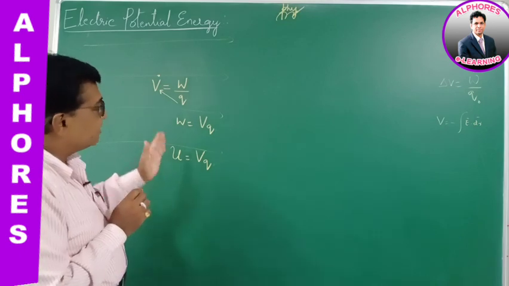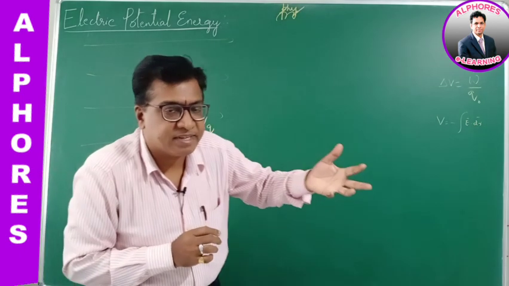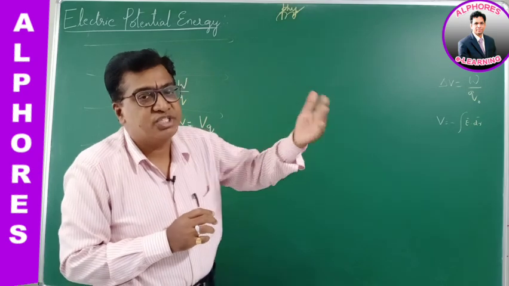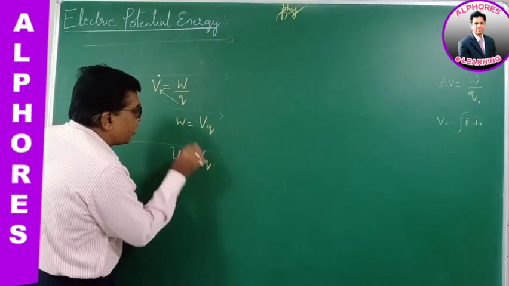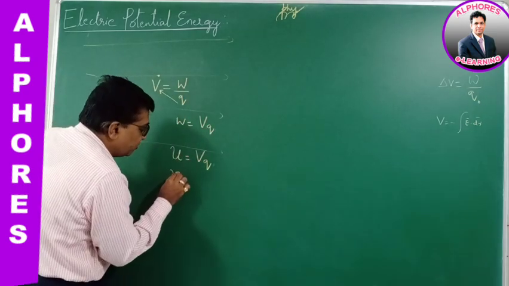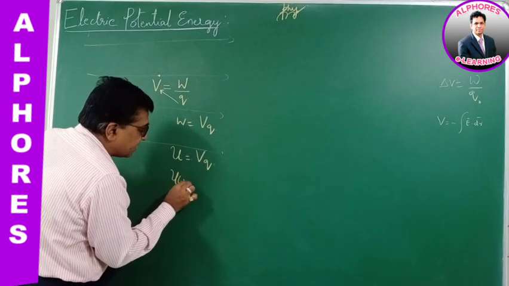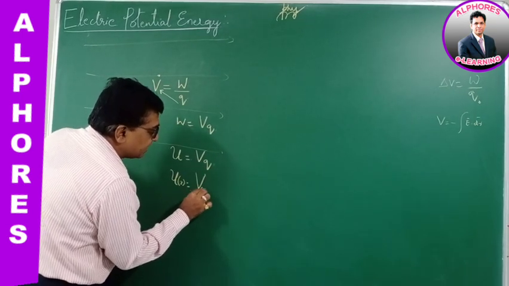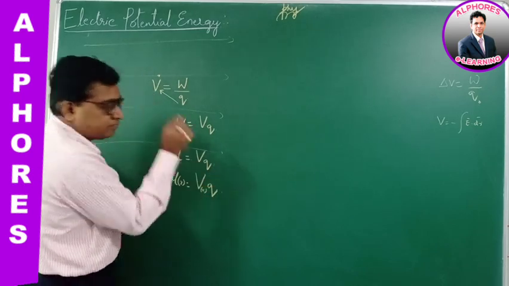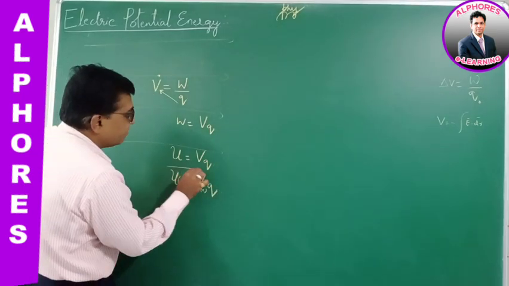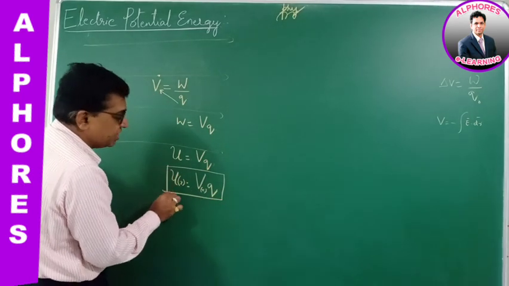Well, for different points the potential differs, so the potential energy also differs. For a particular point at a distance r, U at that point is V at that r into Q. So this way we define electrical potential energy.